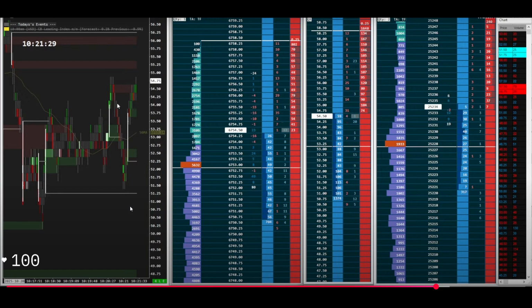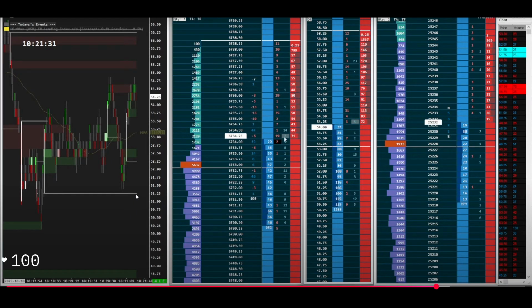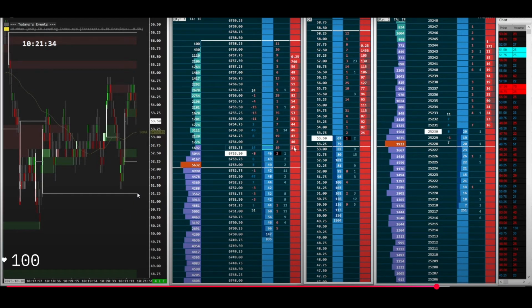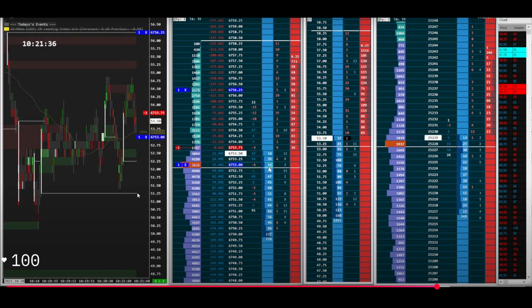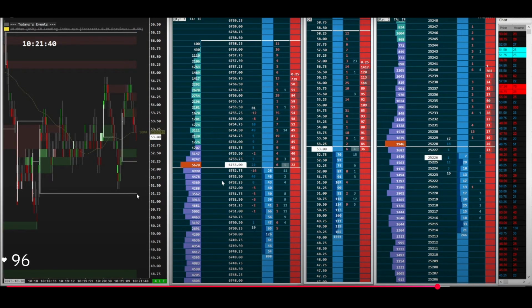Can't necessarily be using those as support if we're so close to the SMA. Let's try the reversal trade. Take it for 3 ticks here, maybe 2. Got the 2 ticks on it.